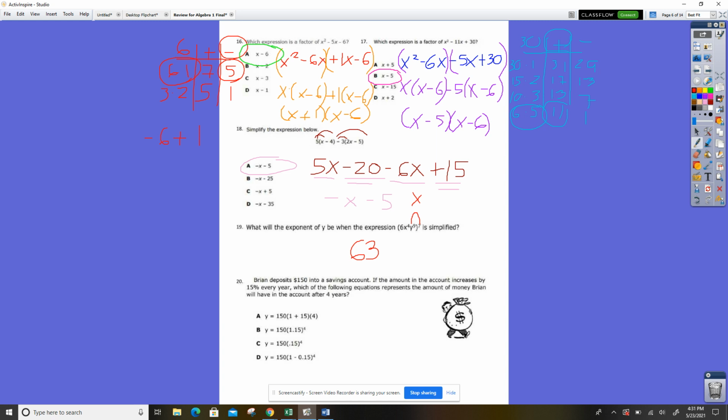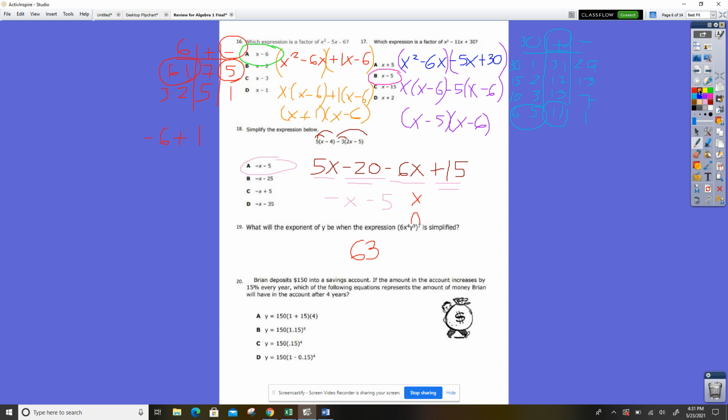The last one we're going to talk about in this video is number 20. It says Brian deposits $150 into a savings account. If the amount in the account increases by 15% every year, which of the following equations represents the amount of money Brian will have in the account after 4 years?